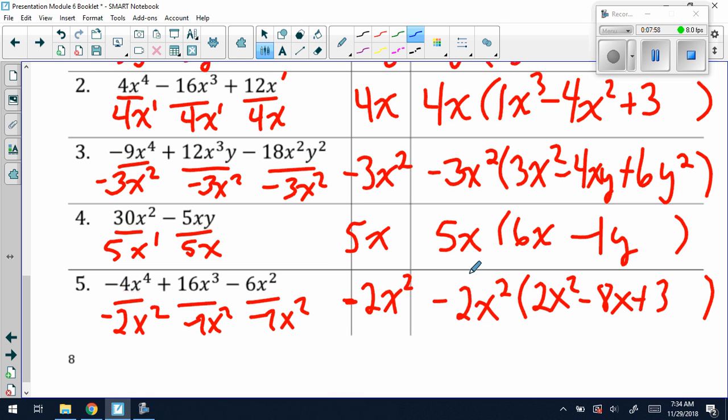Once again, redistributing. Negative 2x squared times 2x squared is negative 4x to the fourth. Negative 2x squared times negative 8x is positive 16x cubed. Negative 2x squared times 3 is negative 6x squared. And that is factoring with the greatest common factor.